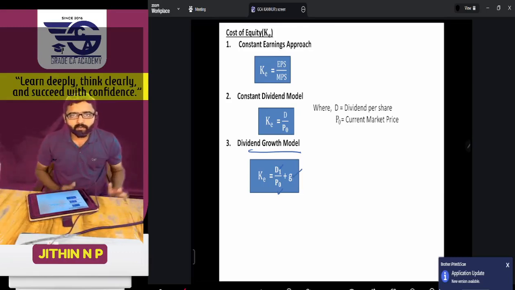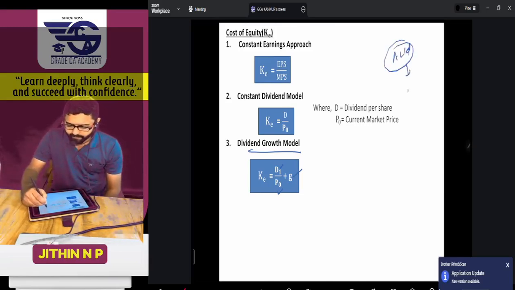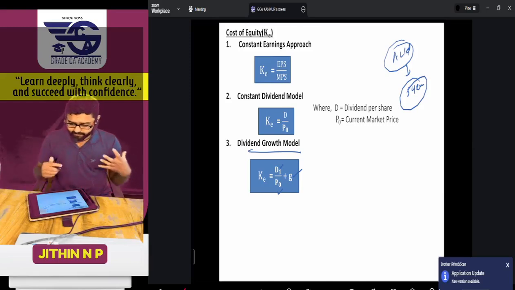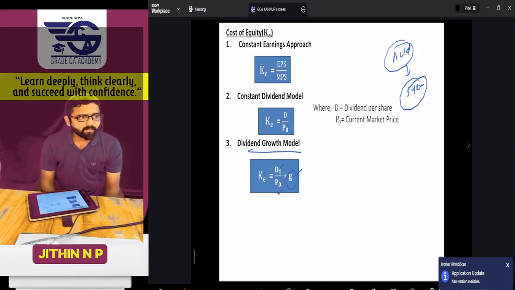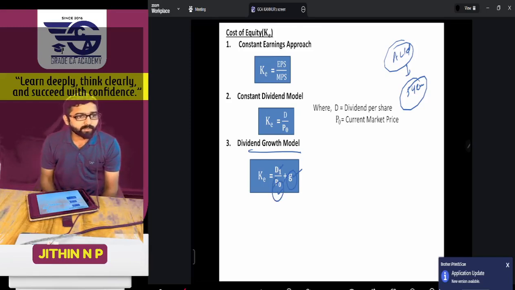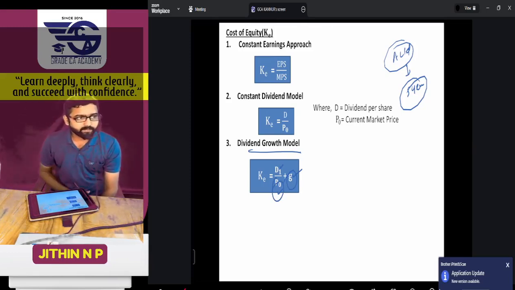Suppose a company, A Limited, has been running for the past 5 years. Over those years the company has some growth yearly, some 10%, 20%, 15%. This growth rate is called G. Clear? What is P0? The current market price per share. What is D1? The expected dividend at the year end. Expected dividend. Clear?